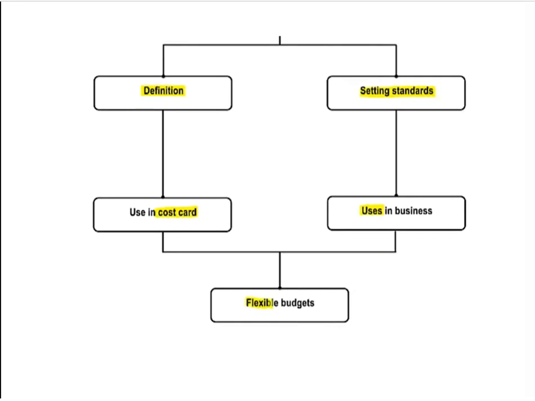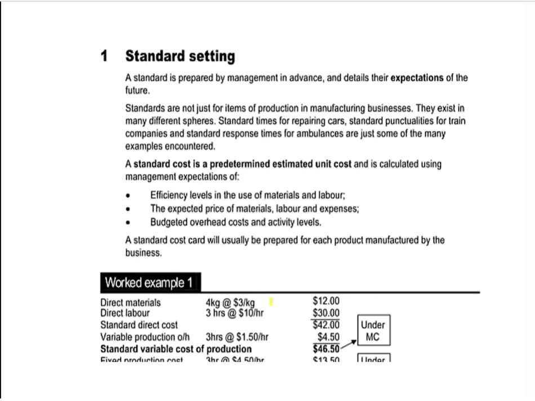One of the main uses then is a flexible budget, and we'll be looking at how we can compare what should have happened with what did happen and use our flexible budget for what-if analysis. Before we start preparing standard cost cards, let's have a look at what we mean by a standard cost. Well, it's basically an expectation of what management think it's going to cost for producing a product.